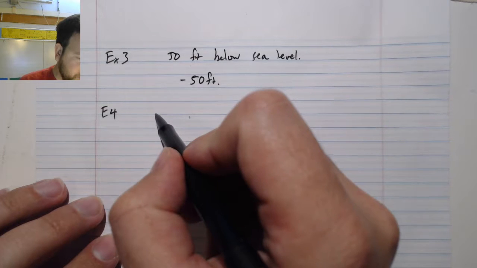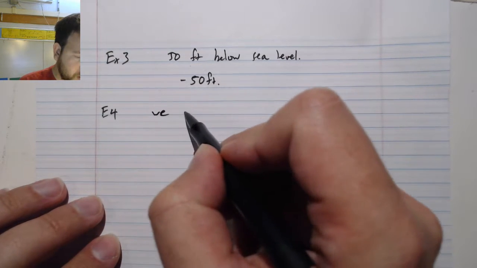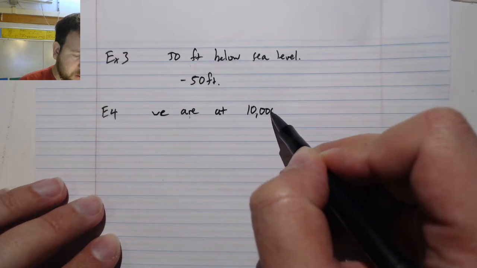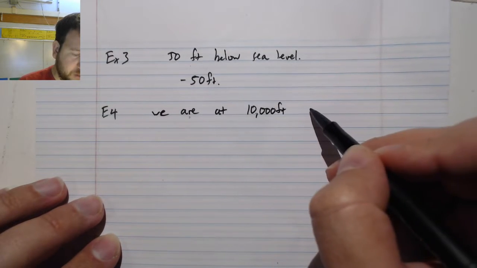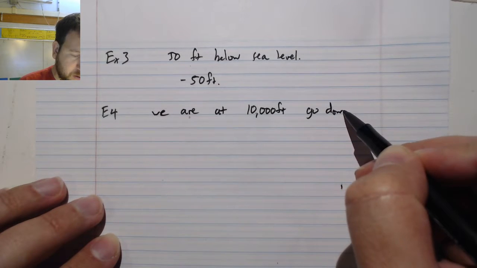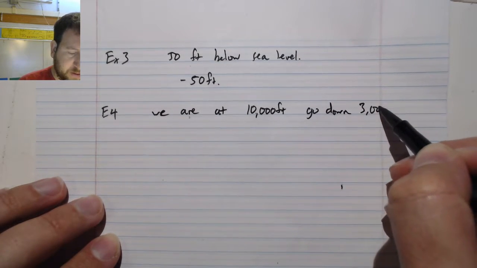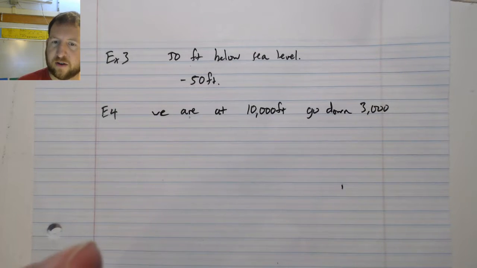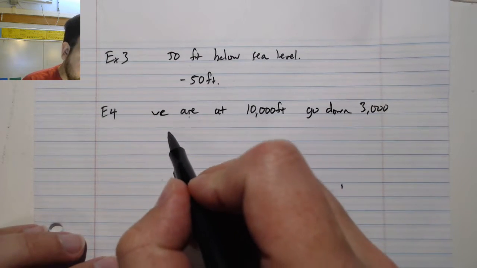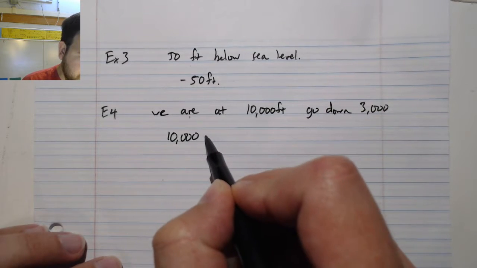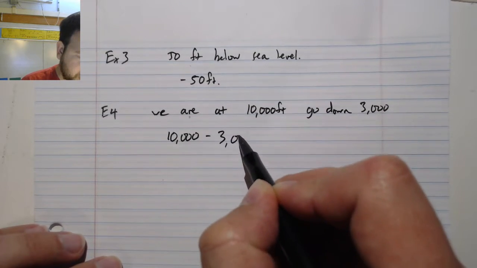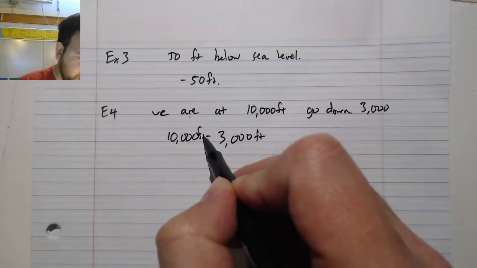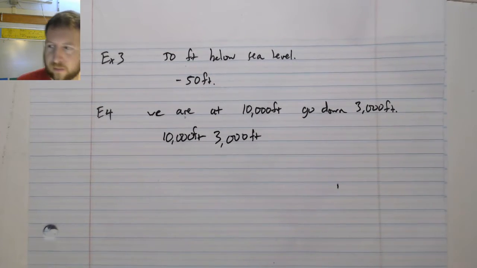Example 4. Say we're at 10,000 feet elevation, and we go down 3,000. We can write that as an integer expression. We can write 10,000 minus 3,000. Oh, and I should keep my units on there as well.